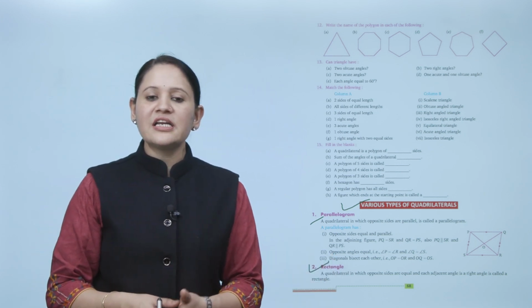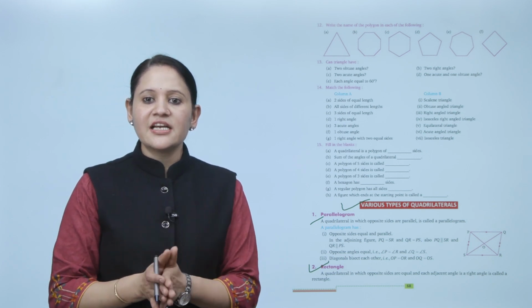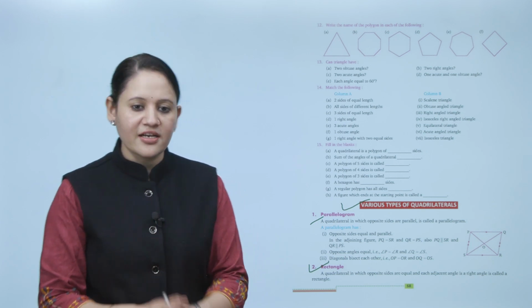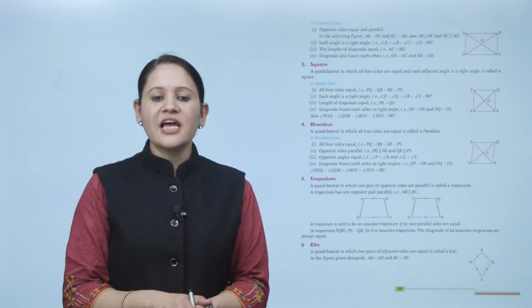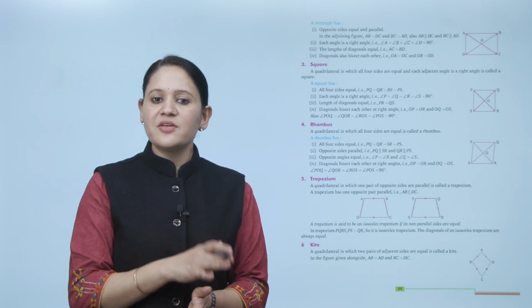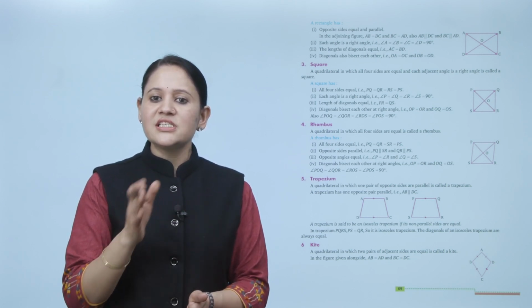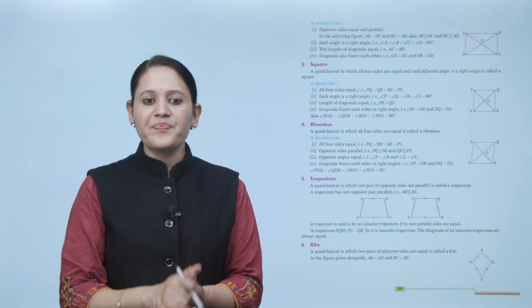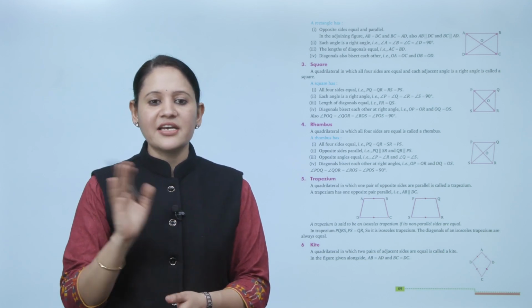Next is rectangle. Rectangle is a quadrilateral in which opposite sides are equal and each adjacent angle is a right angle. A rectangle has opposite sides equal and parallel. In the adjoining figure, AB equals DC, BC equals AD. Also AB is parallel to DC and BC is parallel to AD.